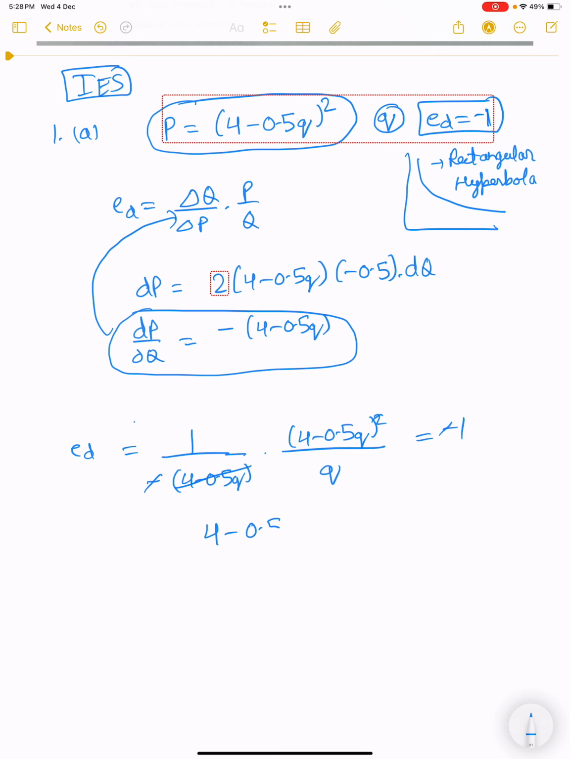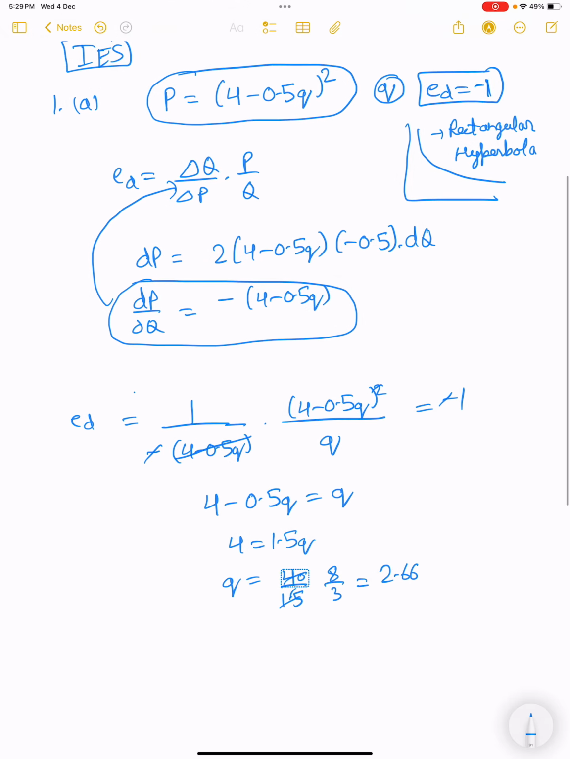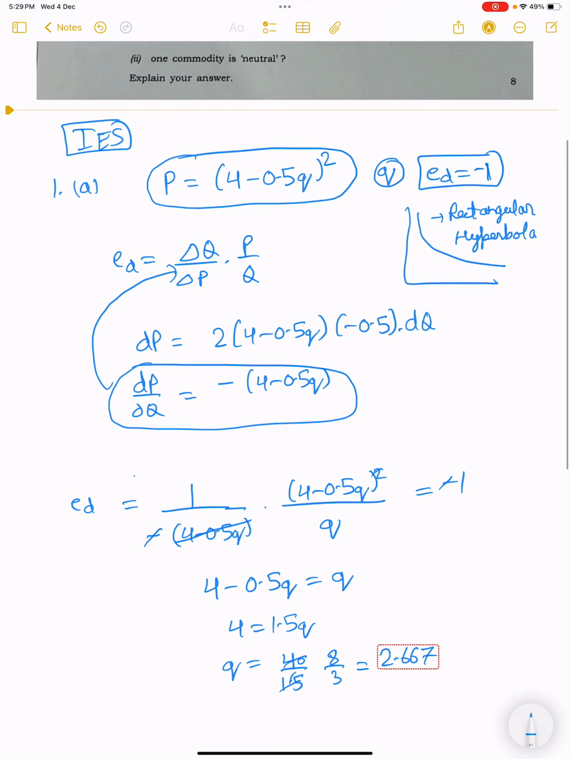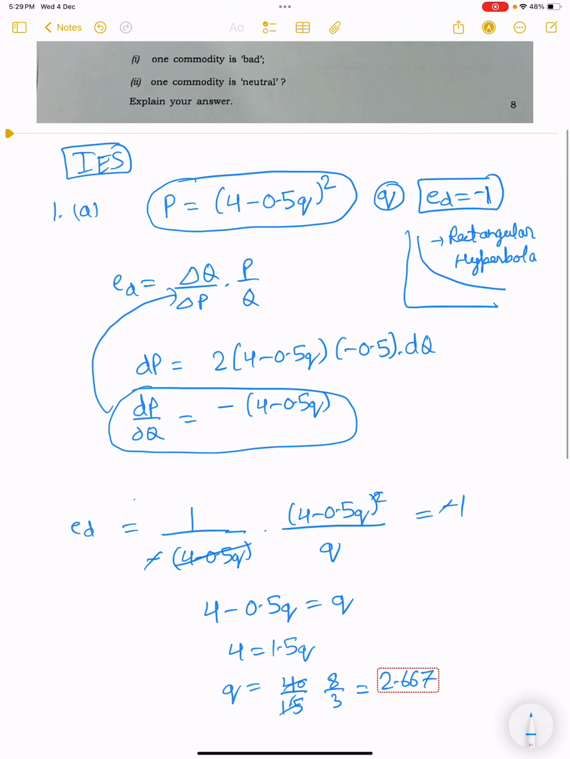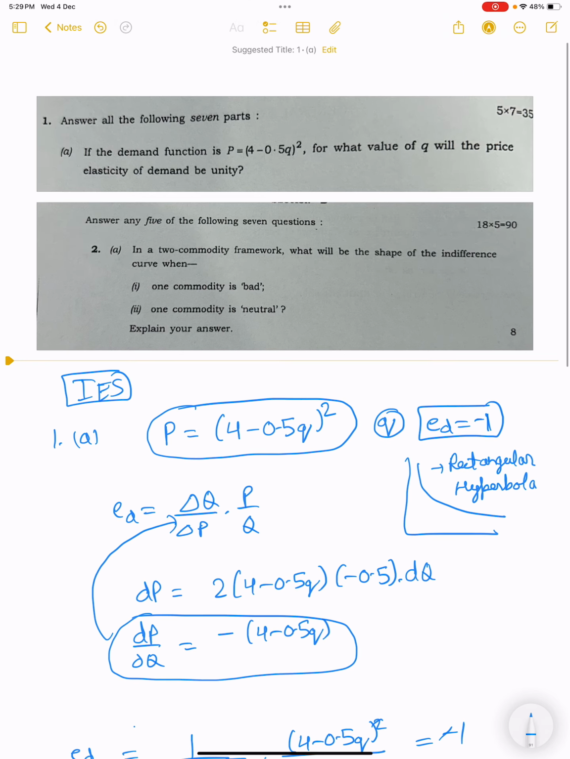So we are left with the equation 4 minus 0.5 Q should be equal to Q. So 4 should be equal to 1.5 Q. So Q should be equal to 4 upon 1.5, which is 8 by 3, which is 2.66 or 2.67. So we can say for value of Q equals 8 by 3, the elasticity is 1 throughout.